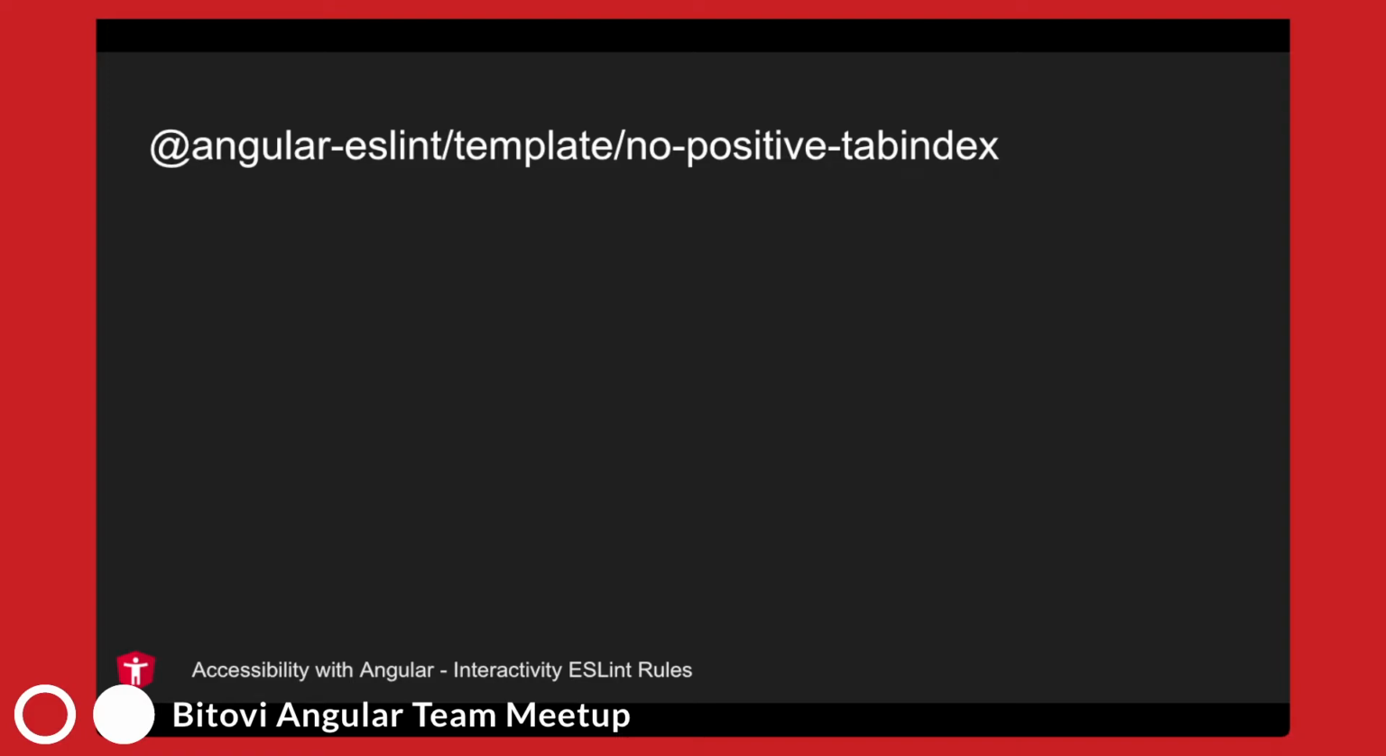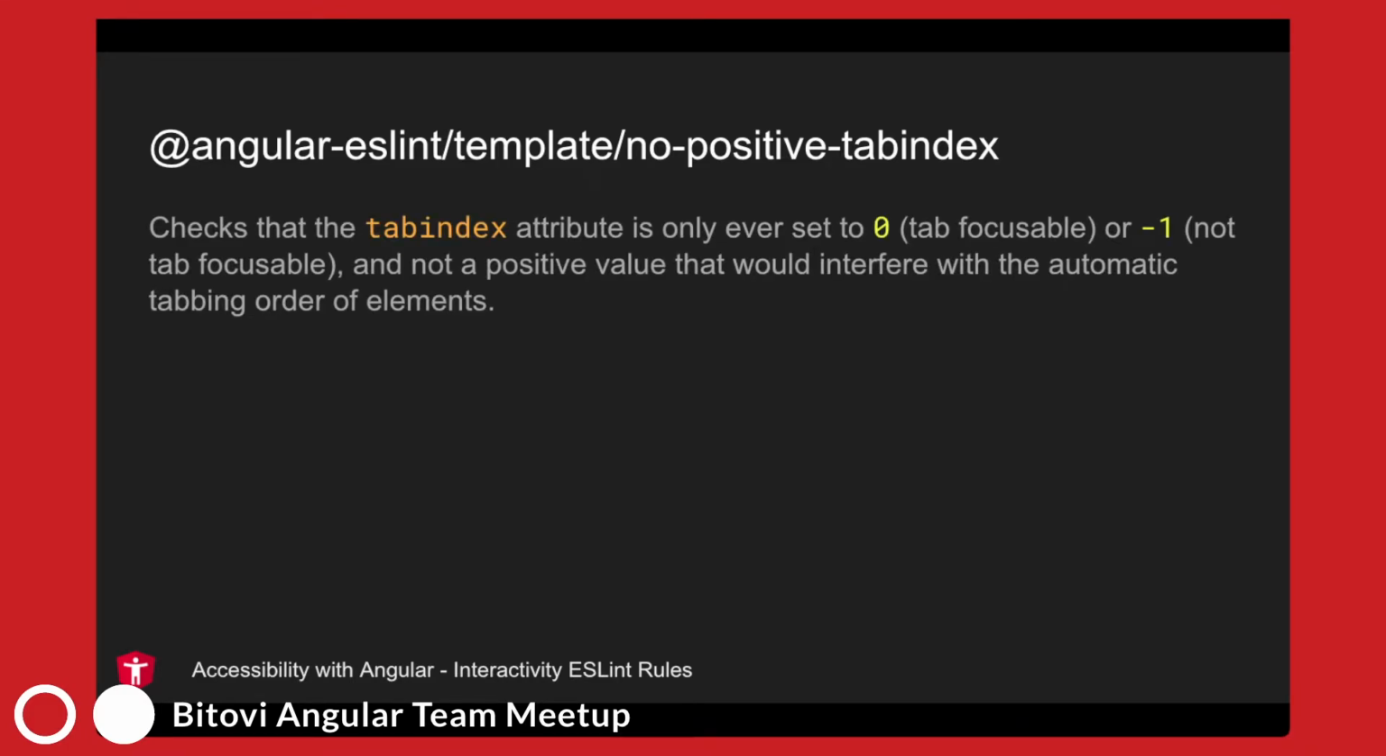Okay, next we've got no positive tabindex, which makes sure that you can only assign 0 or -1 to the tabindex attribute, which either makes an element focusable or not focusable and doesn't interfere with the automatic tabbing order. So this is part of the operable part of POUR. So success criterion 2.1.1 says that all functionality of the content is operable through a keyboard interface. So this allows you to make things that wouldn't normally be focusable, able to be accessed using a tab key.